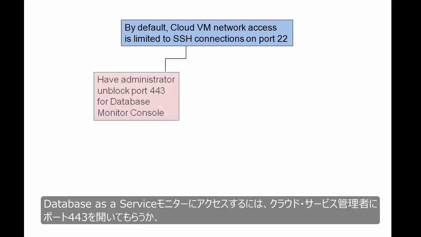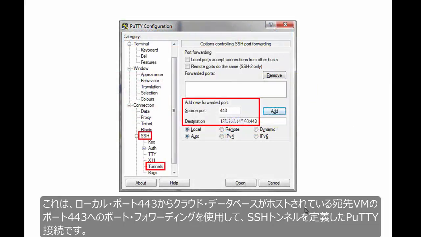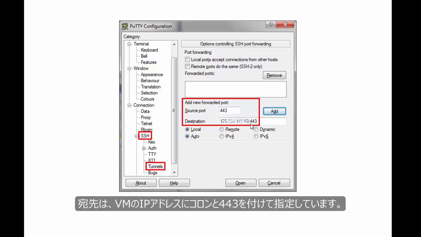To access the Database as a Service monitor, you can either ask your Cloud Service Administrator to open port 443, or you can use SSH client software such as PuTTY to create an SSH tunnel to port 443 to connect securely to the database. Here is a PuTTY connection defined with an SSH tunnel using port forwarding from local port 443 to port 443 on the destination VM that hosts a cloud database. The destination is specified using the IP address of the VM concatenated with :443.